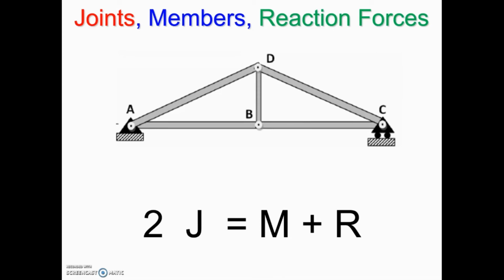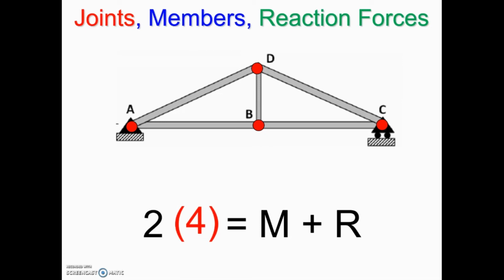So we need to solve for the number of joints, the number of members, and the number of reaction forces. So let's go ahead and do that. If I'm looking at my truss, a joint is anywhere members or support structures are going to meet up. So we have 1, 2, 3, 4 joints in our truss. So I'm going to toss that into our equation down there.